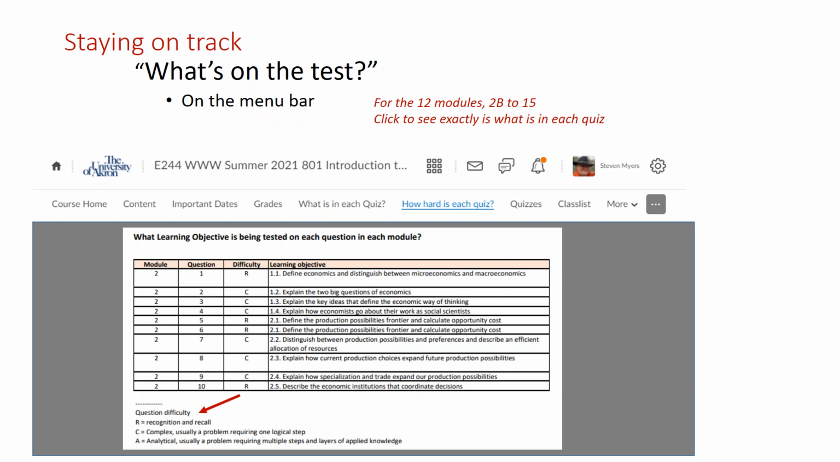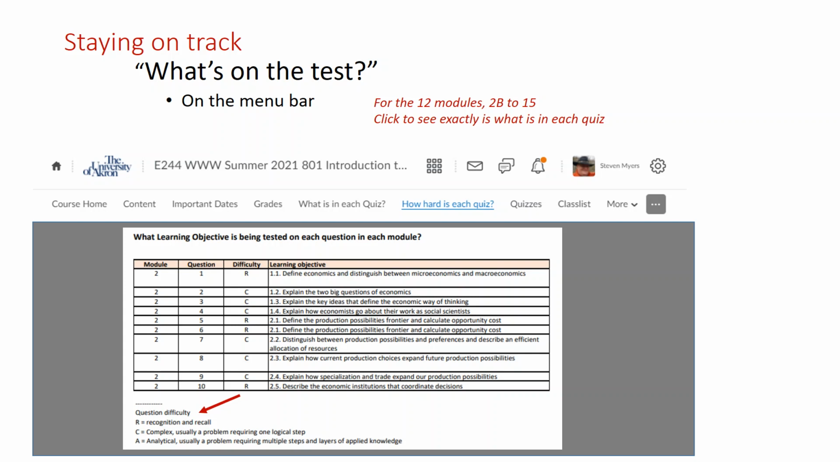So question number 1 on Module 2 is always one that if you memorize the book, you'd be fine. Or if you remember what's in the book, you'd be fine, because that's what it is. You recognize the question, you recall the answer. Most of the questions aren't recognition and recall. They could be complex, which requires logical steps, usually one major logical step, and or they could be analytic. There are no analytic questions in Module 2, but those require multiple steps and layers of applied knowledge.